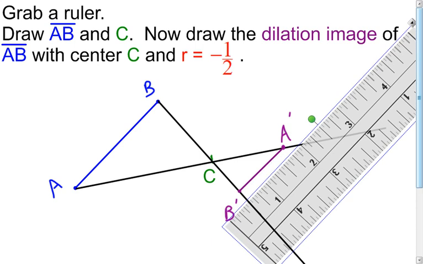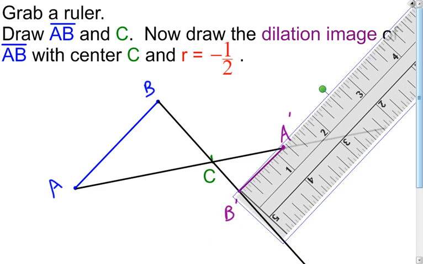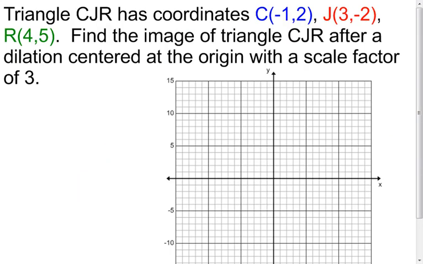So half of that's going to be right around 1 1/8. And when we look at that, that's about where I'm at. A little bit more, just like that was a little bit more than 2 1/4. So I've dilated it using my straight edge and my ruler. Now my next one, I'm going to go to the coordinate grid.